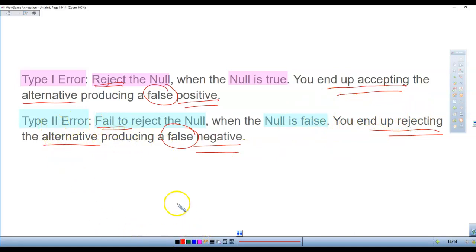So a way to remember is type 2 is when you fail to reject the null, okay? So type 2, you fail to reject. Type 1, you reject the null hypothesis.